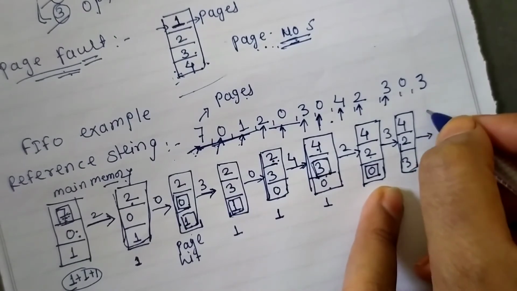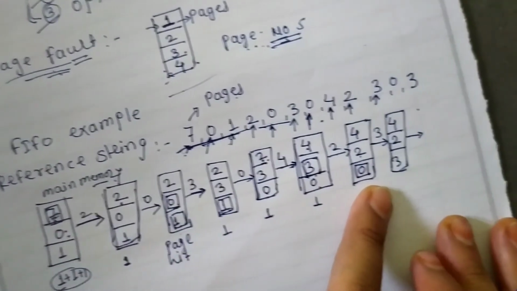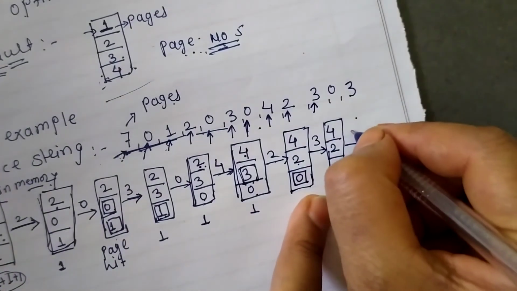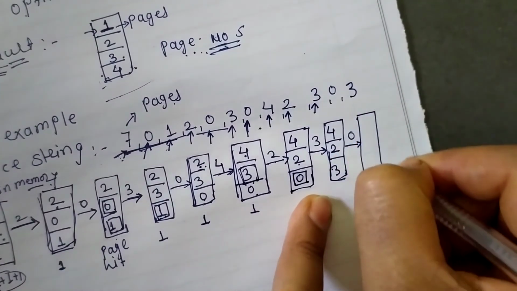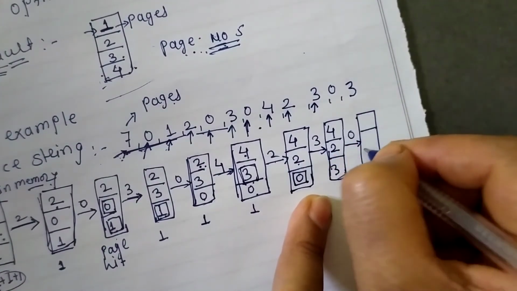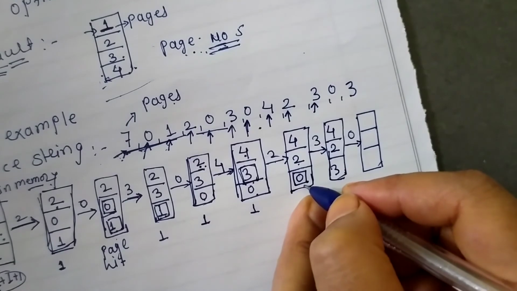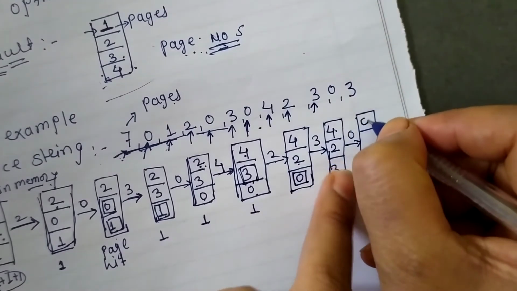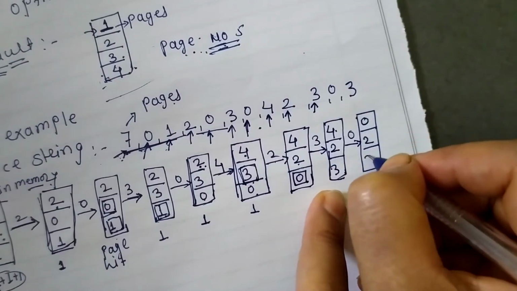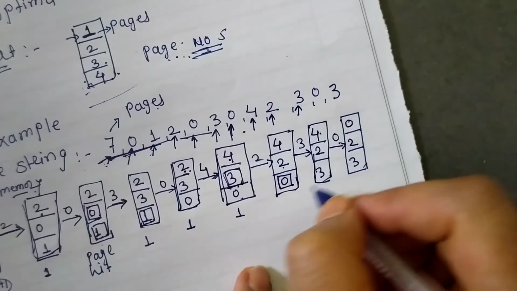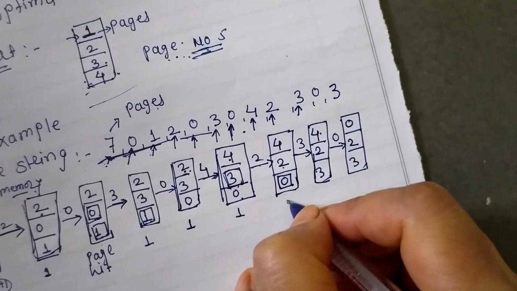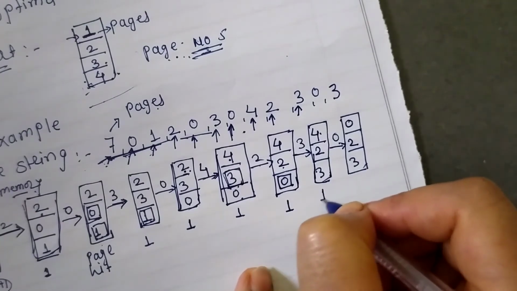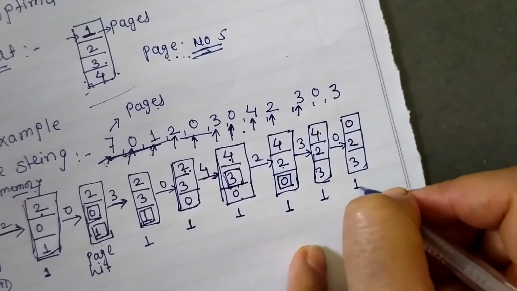So next I have to enter 0. 0 is not available. I have already replaced 0 here. Next to store 0 I have to replace 4 here. So 0 I will store here, then 2 and 3. This has one page fault, this has one page fault, and this has one page fault.